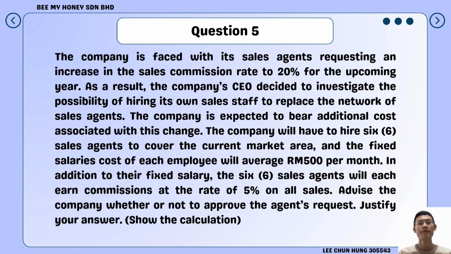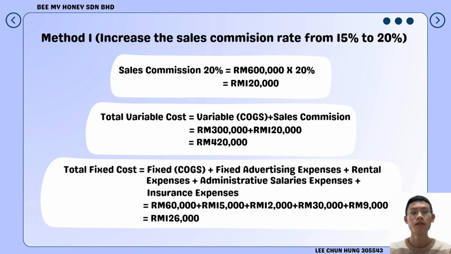In addition to their fixed salary, the 6 sales agents will each earn commission at the rate of 5% of all sales. First, we need to find out the total sales commission for the 20%, total variable cost and total fixed cost for method 1. We take 600,000 multiplied by 20% and we get 120,000 for the total sales commission at 20%. To find the total variable cost based on the statement of profit or loss, we know that the variable cost COGS is 300,000 plus the sales commission at 20%, which is 120,000. So we get 420,000 for the total variable cost.